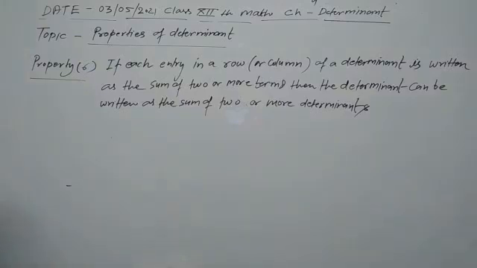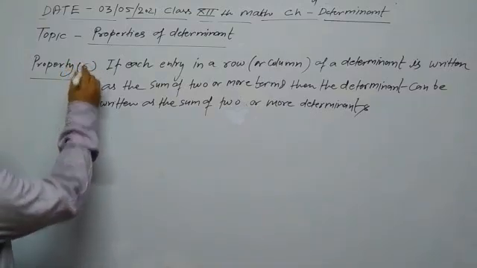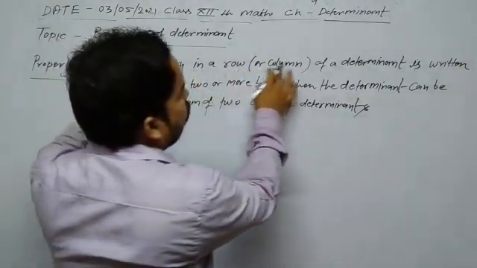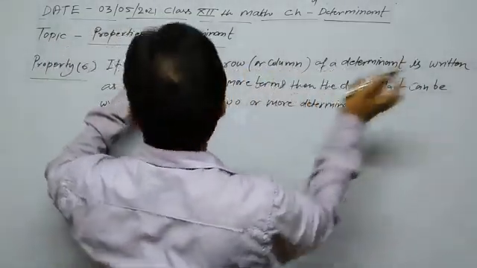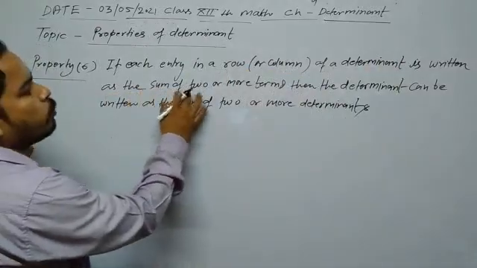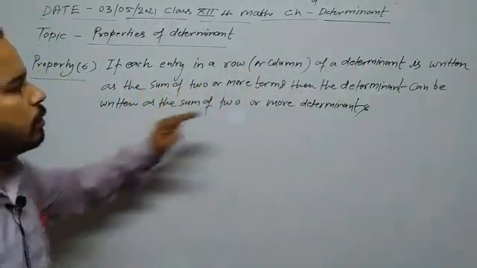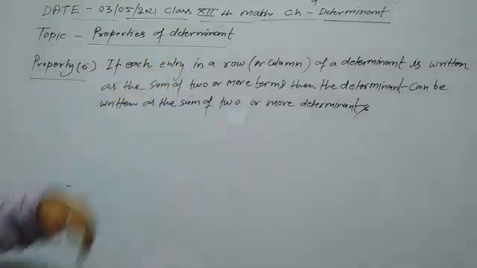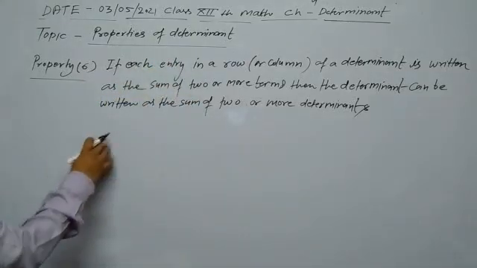Now let us see, student, property number 6. If each entry in a row or column of a determinant is written as the sum of two or more terms, then the determinant can be written as the sum of two or more determinants. So let us see the concept, everyone.